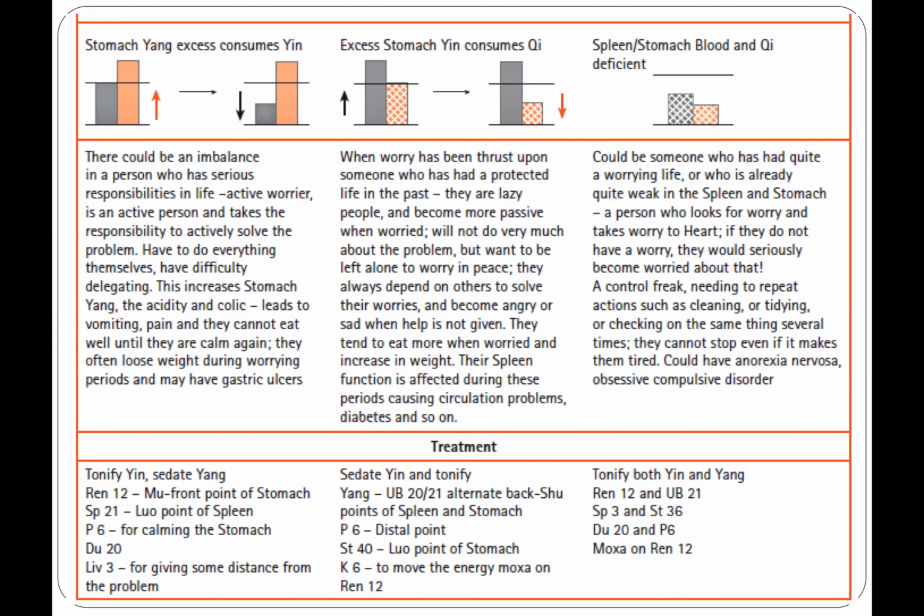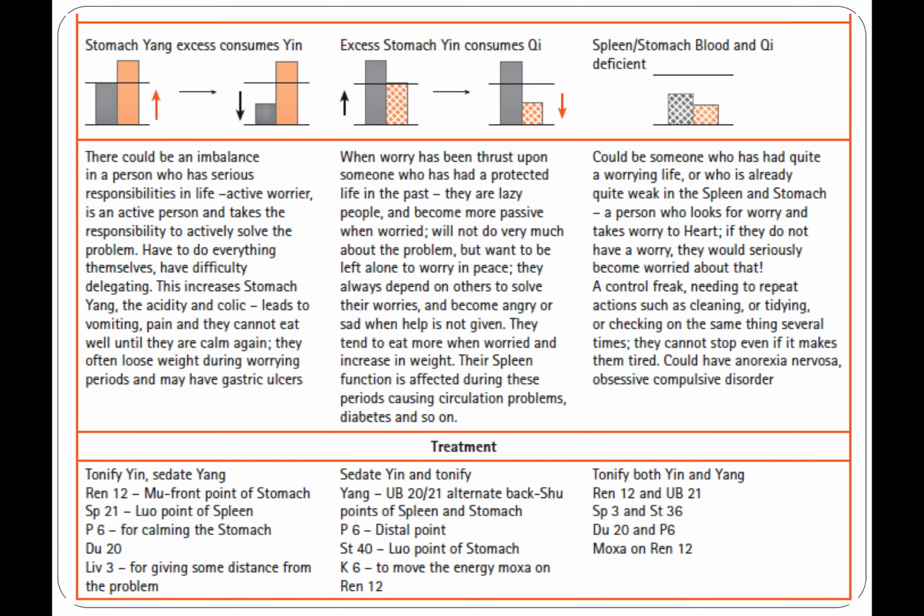Next is excess stomach yin consumes qi. When worry has been thrust upon someone who has had a protected life in the past, they are lazy people and become more passive when worried. They will not do very much about the problem, but can't be left alone to worry in peace. They always depend on others to solve their worries and become angry or sad when help is not given. They tend to eat more when worried and increase in weight. Their spleen function is affected during these periods, causing circulation problems, diabetes, and so on.